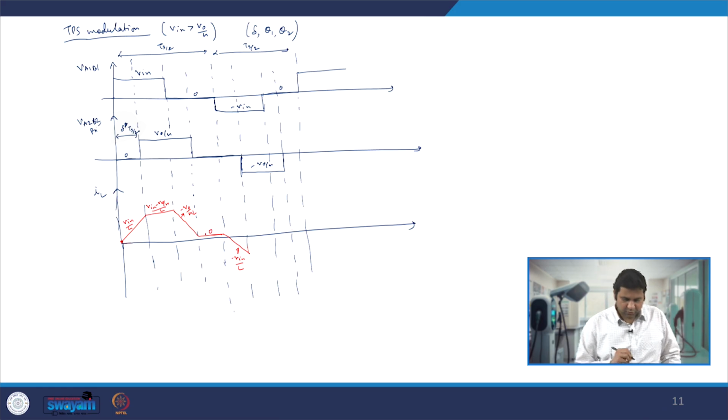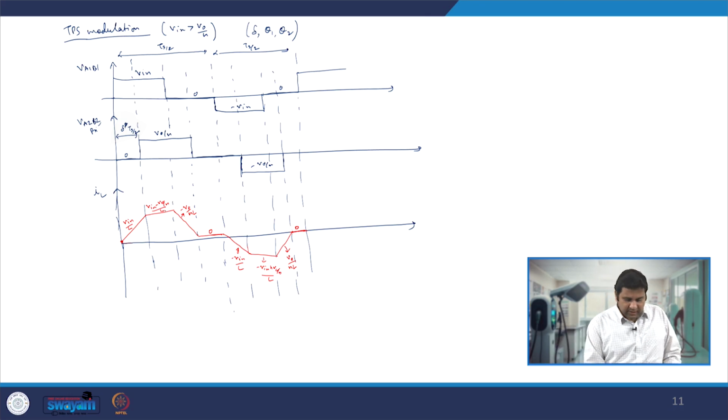Here it is with 0 slope. From here to here it is minus V in plus V naught by n, so it is falling, but it is falling with minus V in plus V naught by n by L. And from here to here it is having some positive slope. Assume it goes something like this. This is V naught by n by L, it is rising, and then from here to here it is 0 slope.